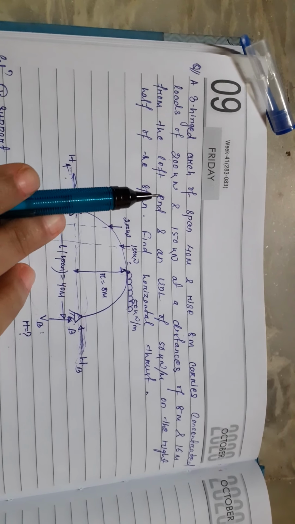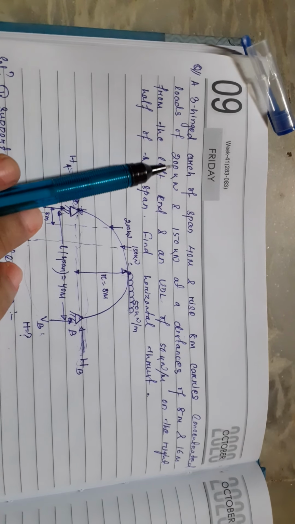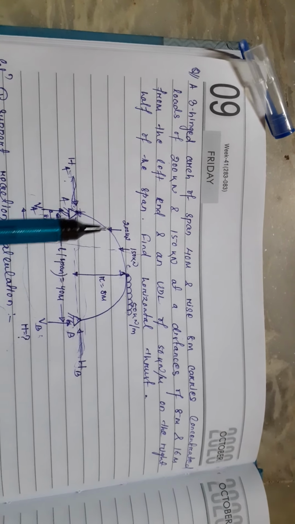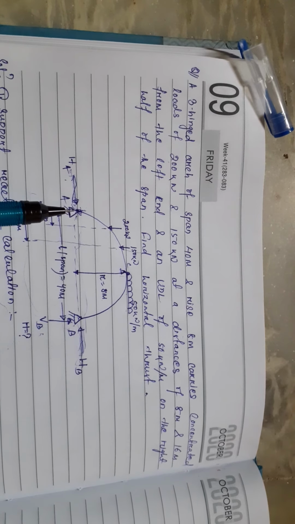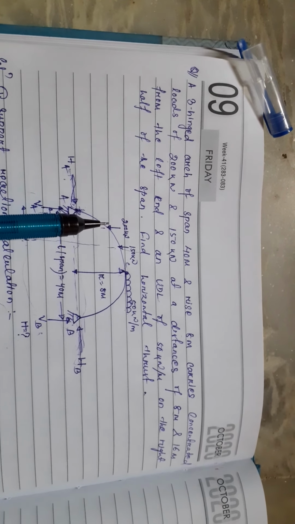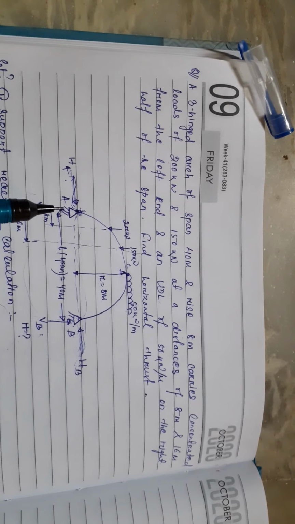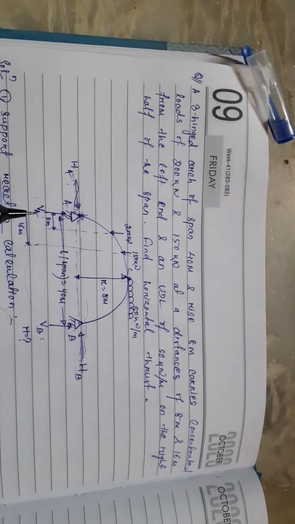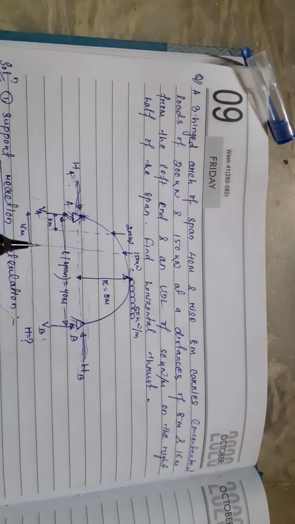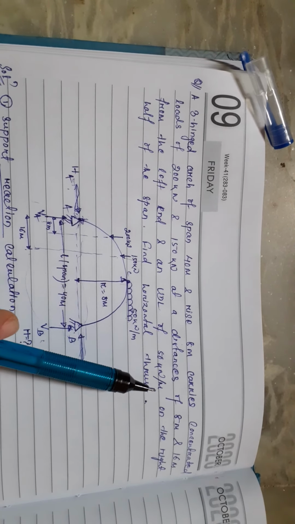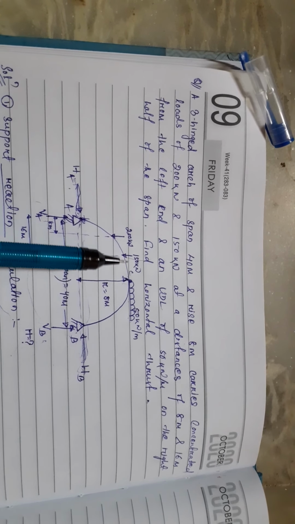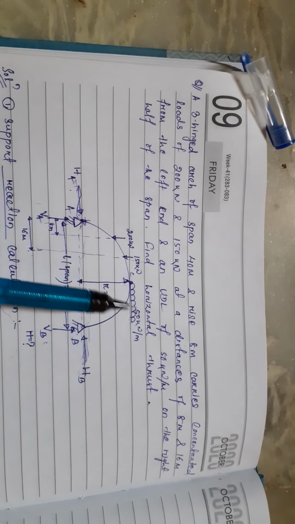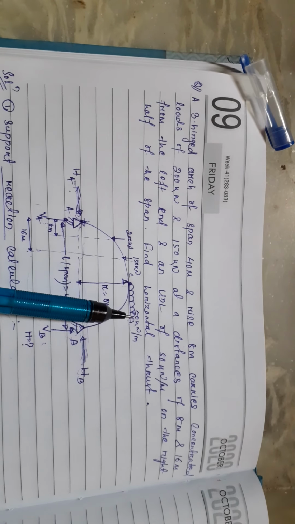It carries concentrated loads. Here two loads are acting, 200 kilonewton and 150 kilonewton, at a distance of 8 meter and 16 meter from the left end. 200 kilonewton is at 8 meter distance from the left end, 150 kilonewton is at 16 meter distance from the left end, and on the right half of the span, a uniformly distributed load of 50 kilonewton per meter is acting.